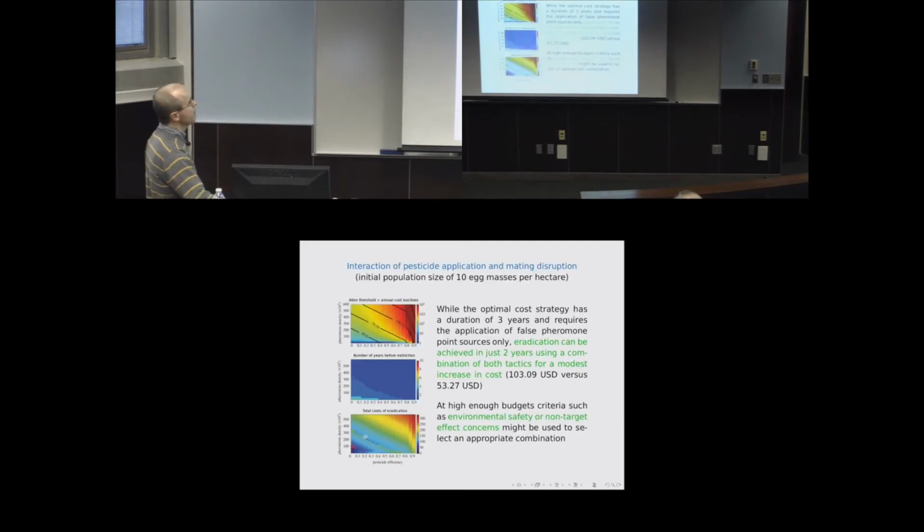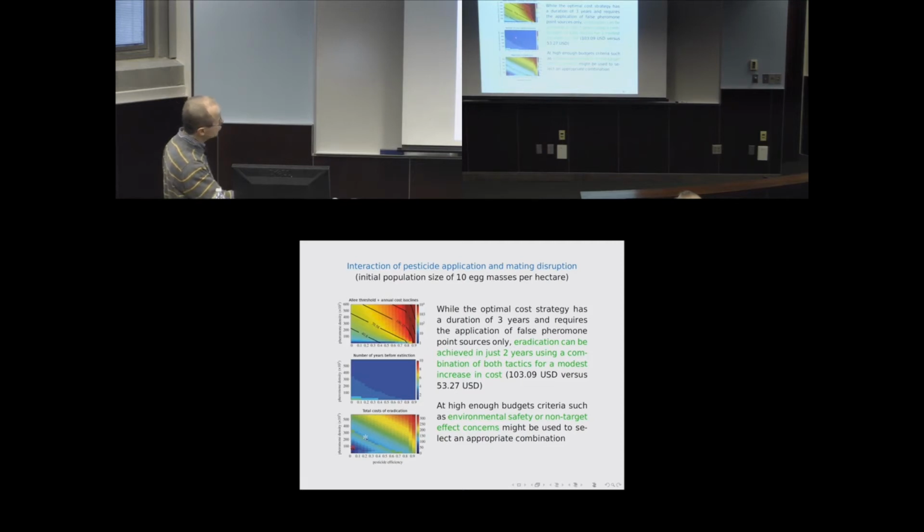And finally, we have the interaction of pesticides and mating disruption. Now the graph looks completely different because the isolines are no longer horizontal lines, but are more or less slanted lines, which are slightly concave here. And it turns out that the optimal control here is to use only pheromones, no pesticides, which might be a good message because you need not use pesticides. But this corresponds to 3 years time of eradication.